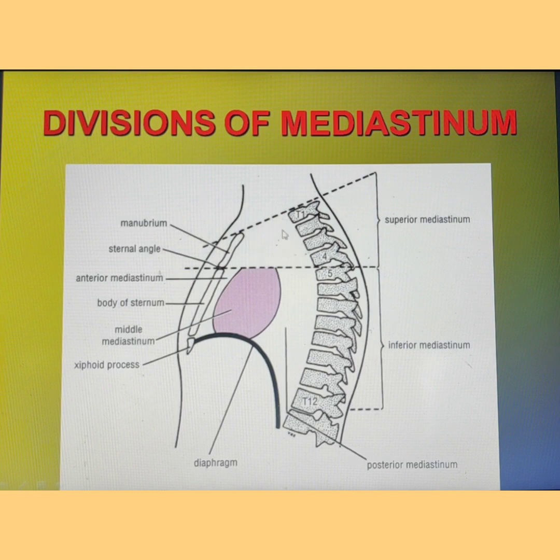This is the superior mediastinum, which is above the sternal angle. Below the imaginary line we have the inferior mediastinum, which is again subdivided into the anterior mediastinum, which is in front of the pericardium, then the middle mediastinum, which contains the heart and the pericardium, and the posterior mediastinum, which is behind the pericardium.